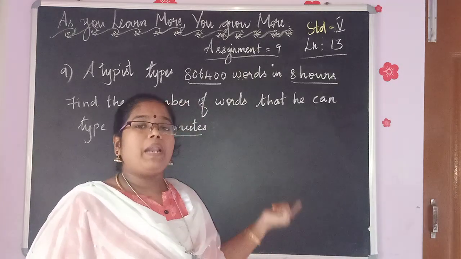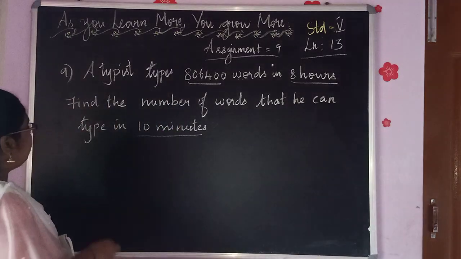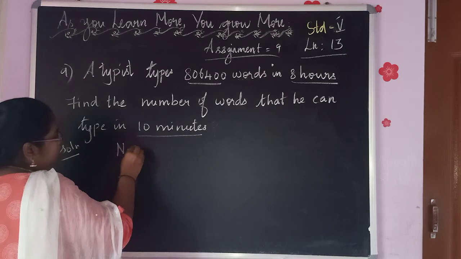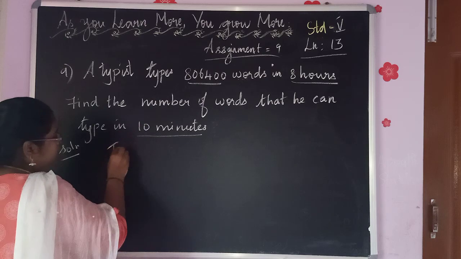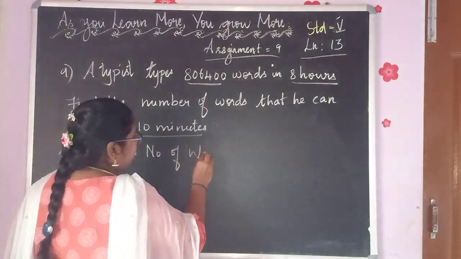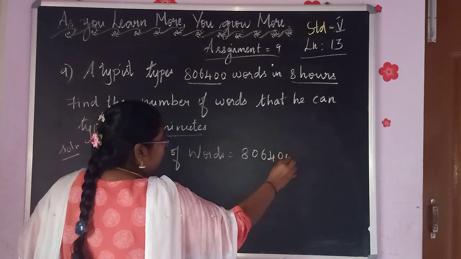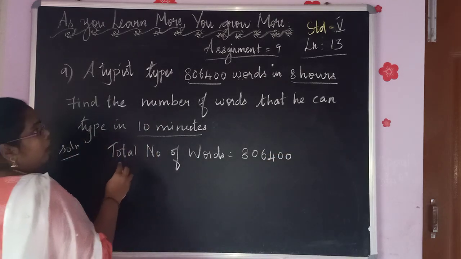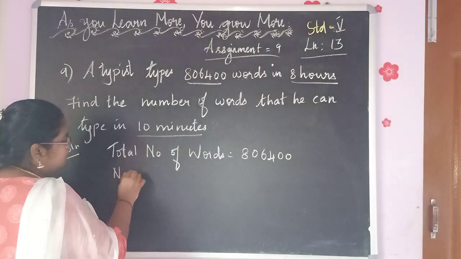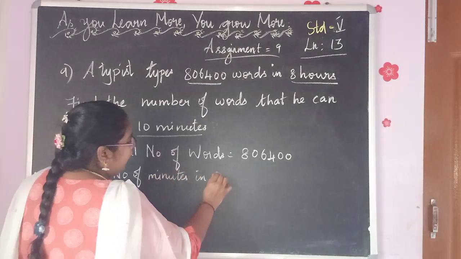The next step, the number of words typed in 10 minutes, we will be calculating. So what are the statements you will be writing here? The statements are, first one, total number of words. Okay, so how many words are there? It is 8,06,400 words. Okay, then number of minutes. Number of minutes in 8 hours.